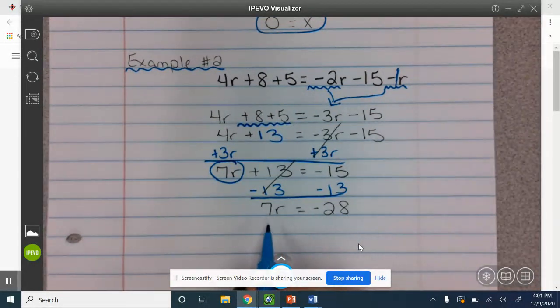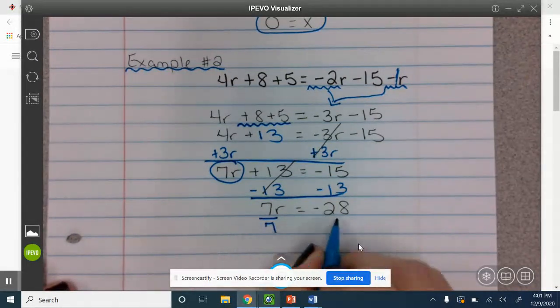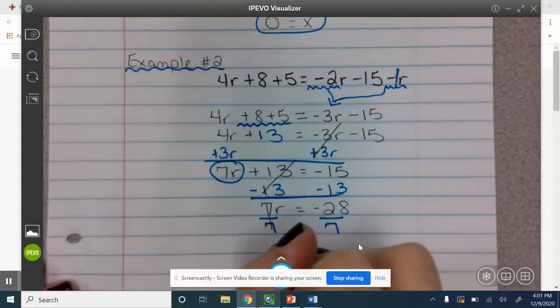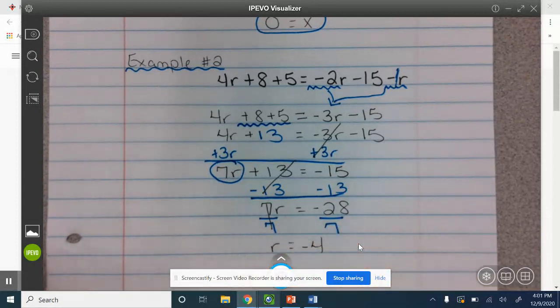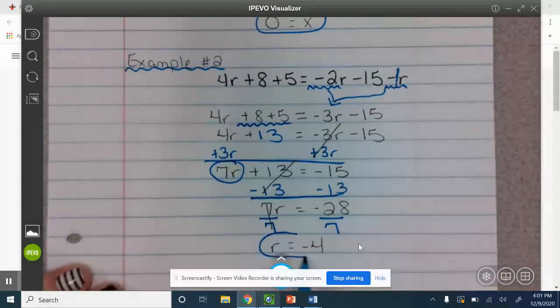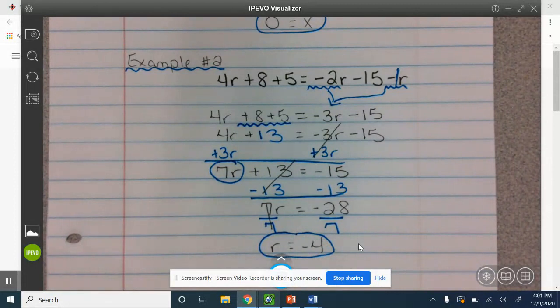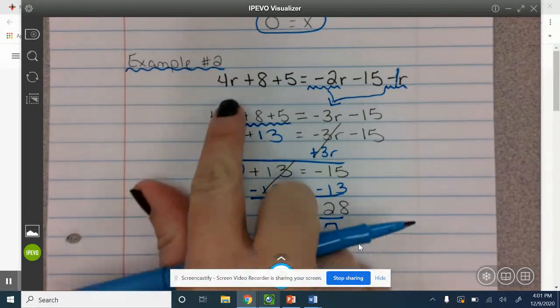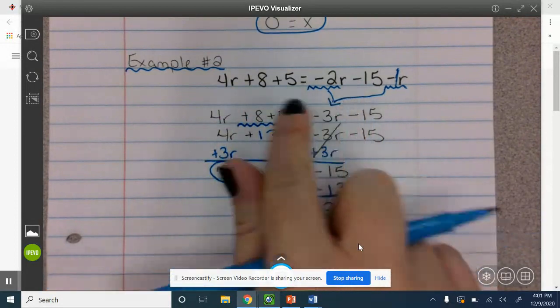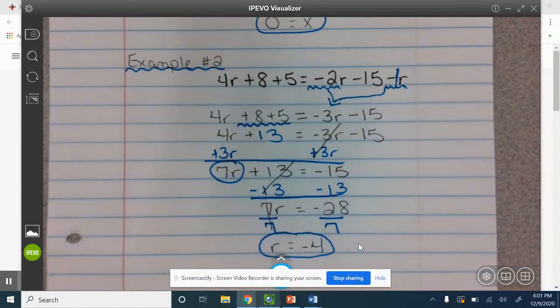How do you break up 7 times r? We're going to divide by 7 on both sides. And I am left with r equals negative 4. So now remember, just like I told you yesterday, once you get an answer, you can plug it back into your original equation. And if your two sides give you the same answer, you know you got your equation correct. So always remember that's a good way to make sure you're on the right track.